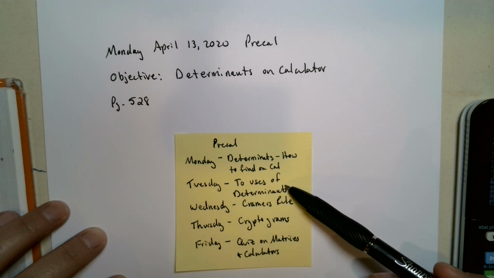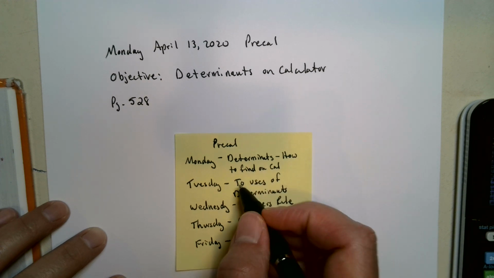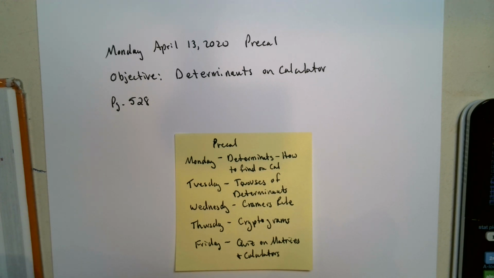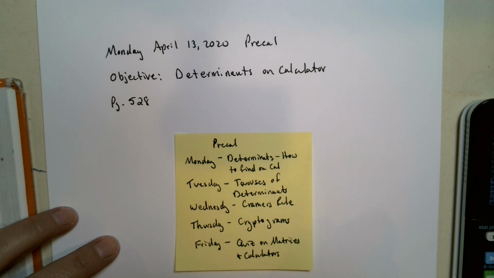Tuesday, we will talk about two uses of determinants. Wednesday, we'll talk about Cramer's rule, which is another use for determinants. On Thursday, we'll talk about cryptograms. And then on Friday, you will have a quiz over matrices and calculator, which will include last week's inverses, and then determinants and cryptograms from this week.